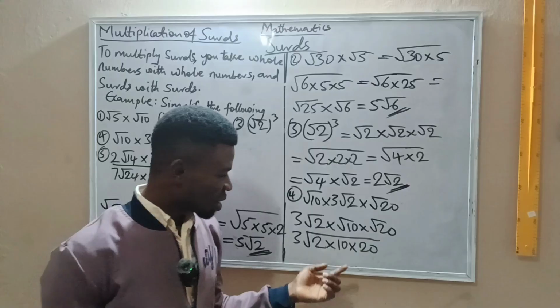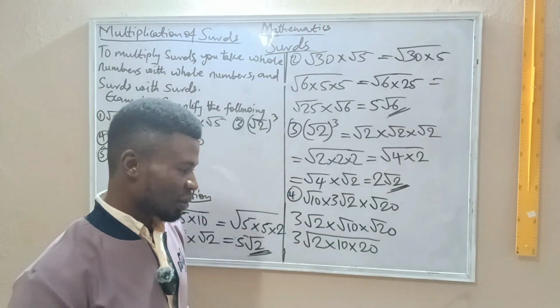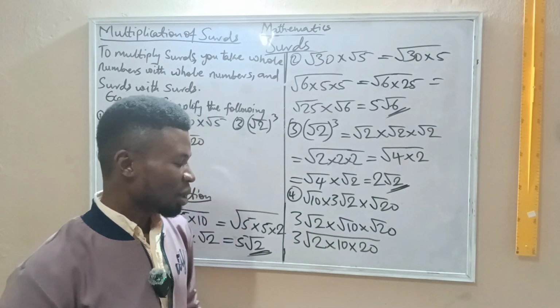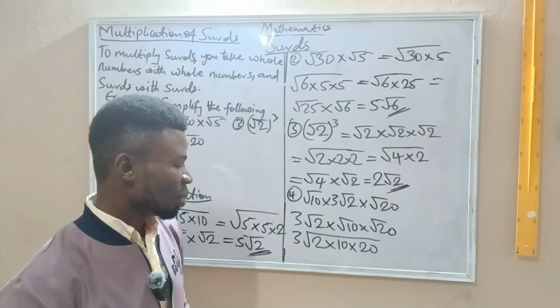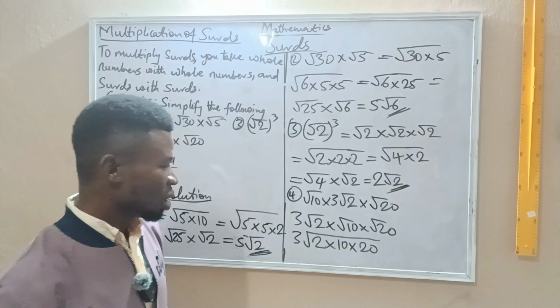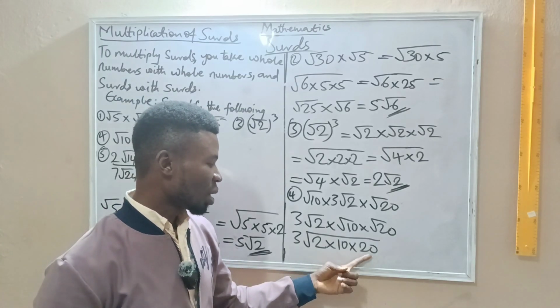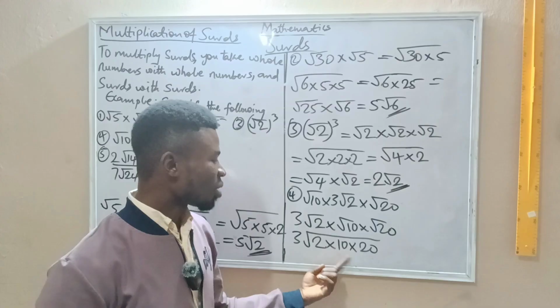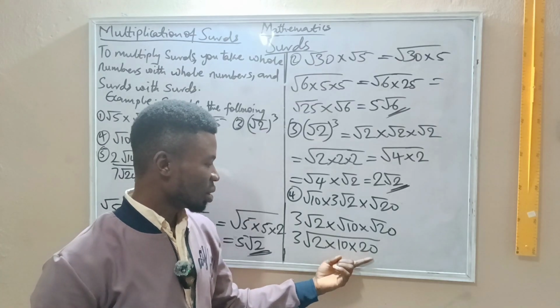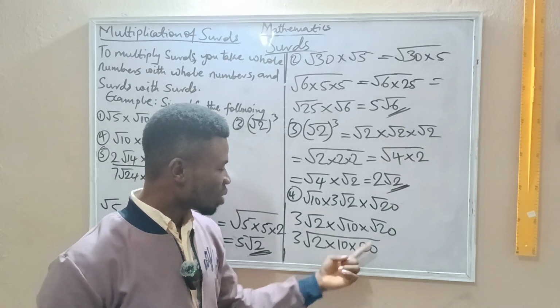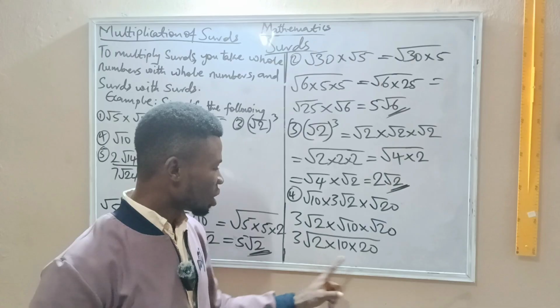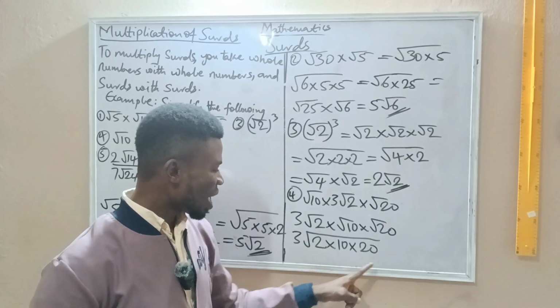Of course, we know that 10 can further be simplified, and 20 can also be further simplified. But then, if you look at 20, can we get another 10 from 20? And of course, we can. And when we get another 10, what will be left is 2.